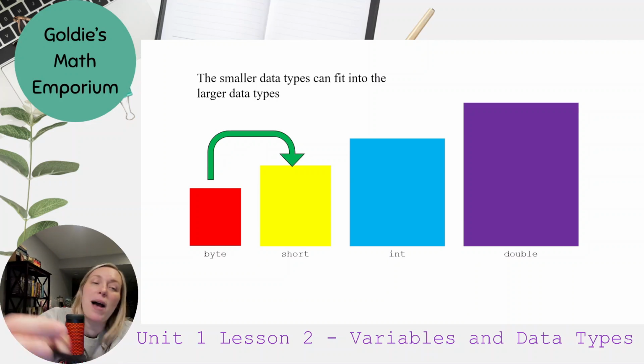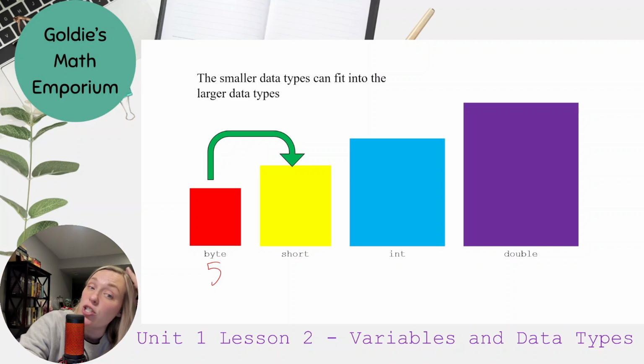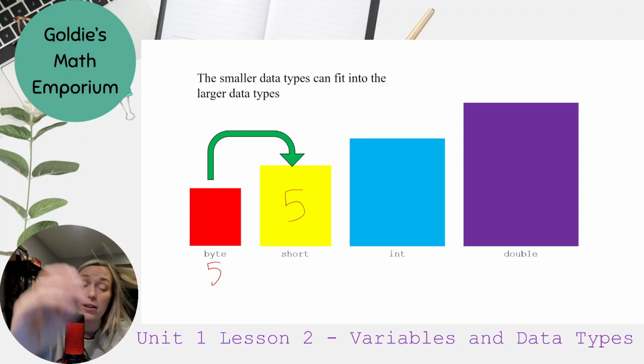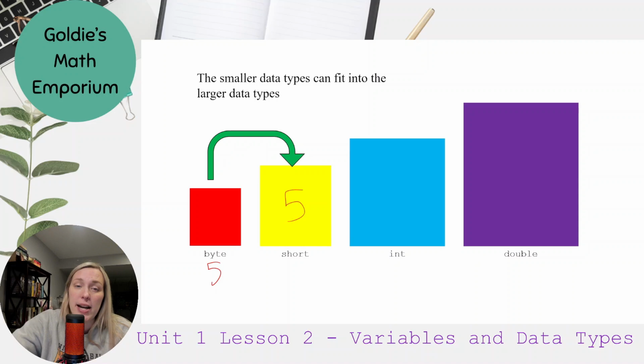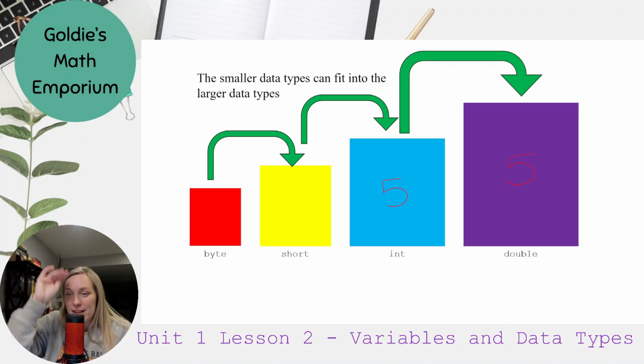Let's say I have a 5 stored as a byte. If I then tried to store that into a short, well, the short can store a 5, no problem, right? If I tried to store that into an integer, 5 can get stored in an integer, no problem, okay? Fun fact is a double has more space than an int, so you can also fit a 5 into a double, okay? You can fit any integer into a double, that is okay.